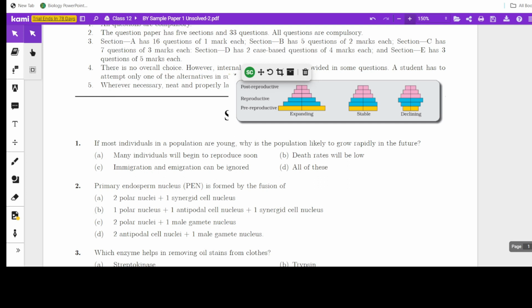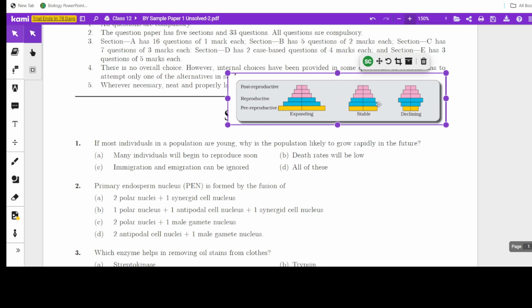And let's see the options. Many individuals will begin to reproduce soon. Death rates will be low. Immigration and emigration can be ignored. All of this. So they're talking about the expanding population. Let's check the expanding age pyramid. In the expanding age pyramid, you can see the lowermost or the base one includes the pre-reproductive age group, right? So if pre-reproductive age groups come as the base of this age pyramid, then there is a chance of reproductive ages in the coming generation, right? In the coming period of time, so the population will be expanding.